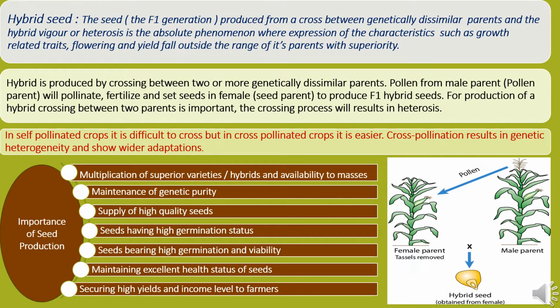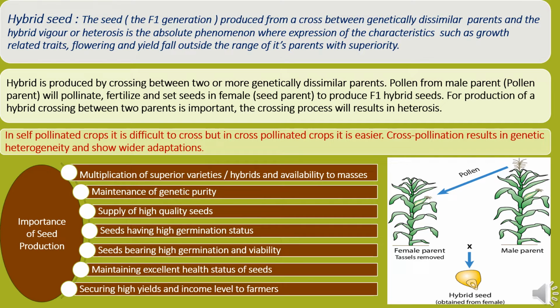Pollen from male parents will pollinate, fertilize and set seeds in the female parent. The male parent is known as pollen parent and the female is known as seed parent. And the produce will be F1, which is known as hybrid seed. For production of a hybrid, crossing between two parents is important and the crossing process will result in heterosis.